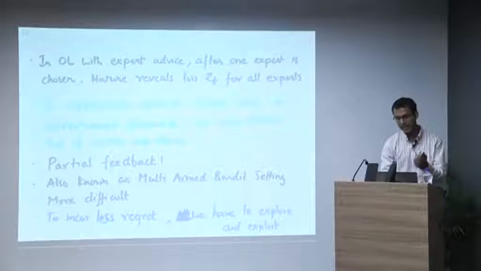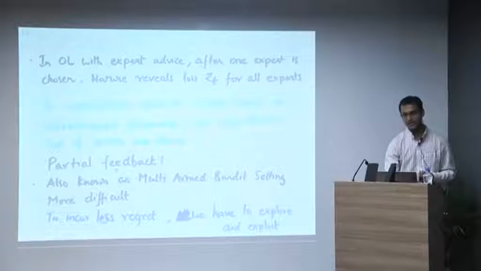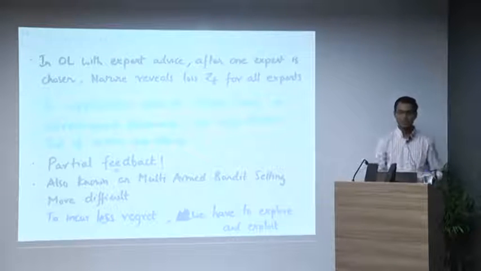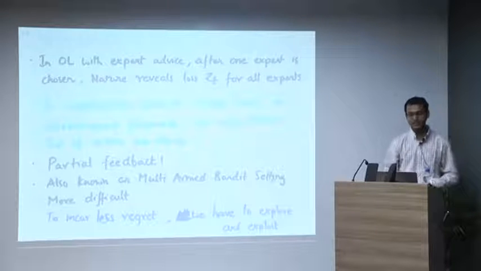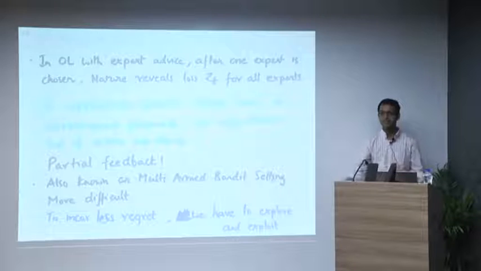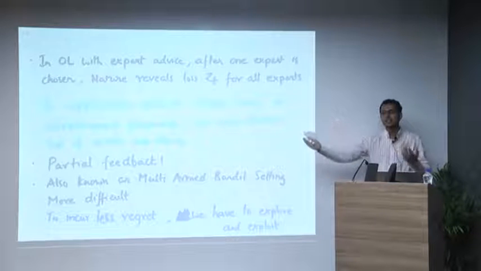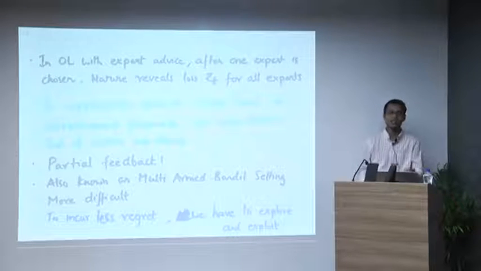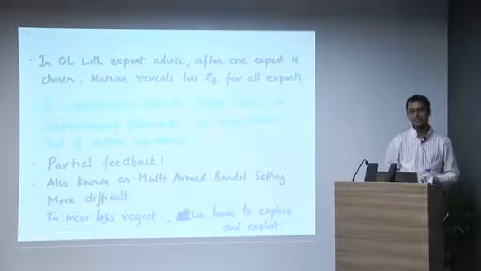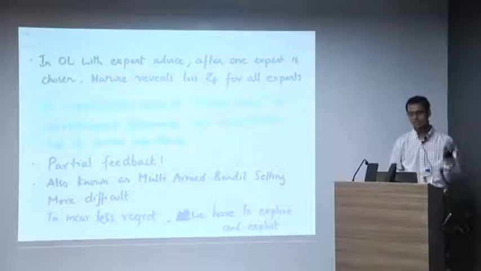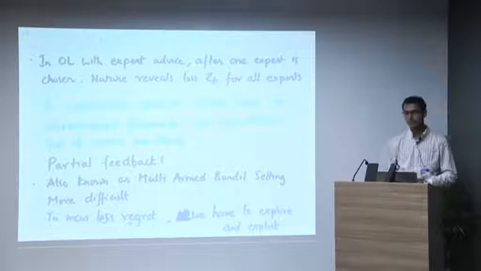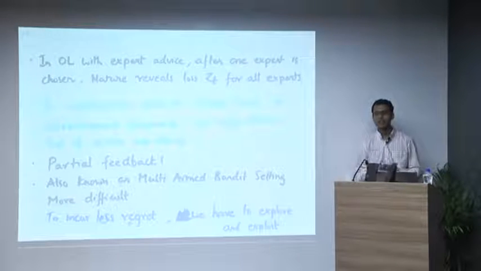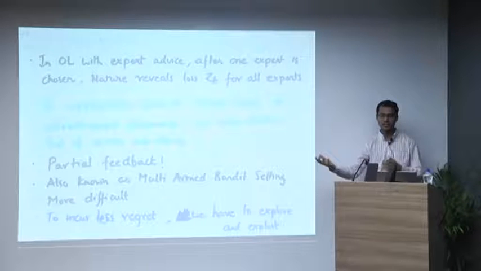This is called the partial feedback setting, also called the multi-armed bandit setting. It's definitely more difficult because in each round you are getting less information. You're only getting information of what you tried, whereas in the online learning setting, you can get information of what you did not try as well. So to incur less regret, you have to explore actions that you did not try and exploit actions that you tried.